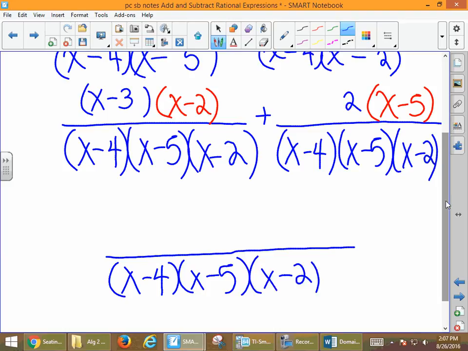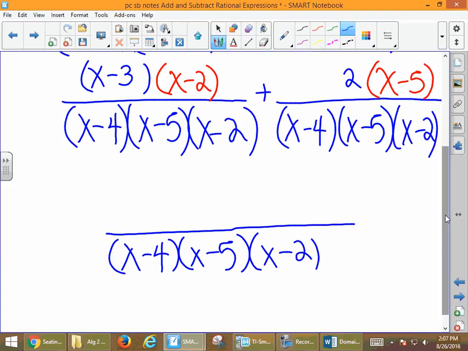But we do need to FOIL our numerator over here in this fraction, and we're going to have to distribute on this fraction. So I did sort of skip a step. But x times x is x squared. X times negative 2 is negative 2x. Negative 3 times x, and negative 3 times negative 2 is positive 6. First, outer, inner, last. We're adding to that by distributive property.